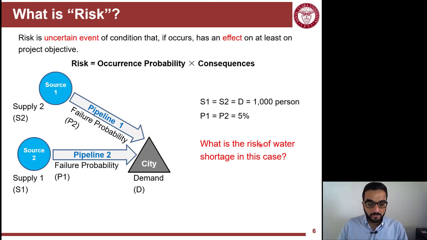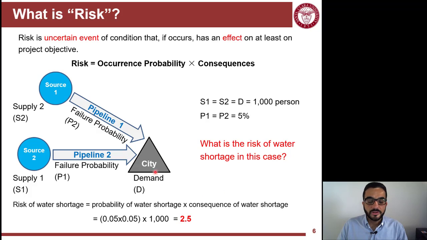So what's the risk of water shortage in this case? If we think about it, the probability of water shortage now is dependent, it's kind of a conditional probability. So now it's 5% times 5%. So both events of failure have to happen. So now you're reducing your risk from 50, like we've seen before, to 2.5.